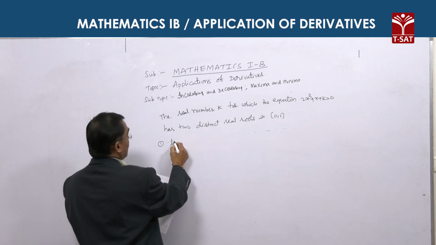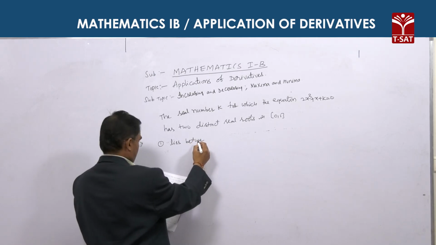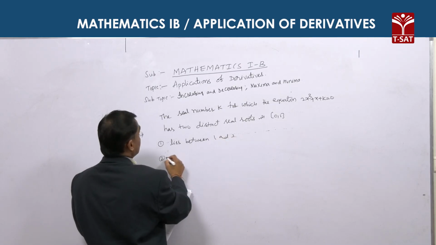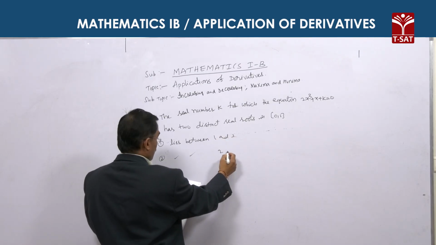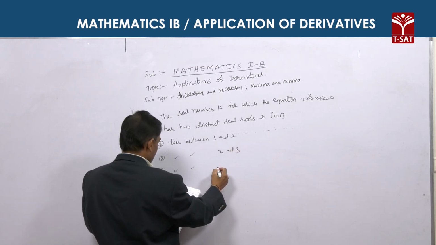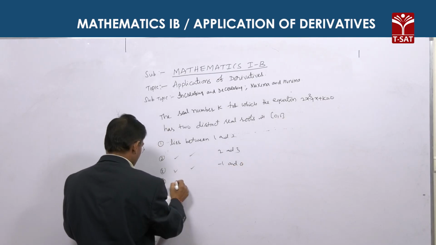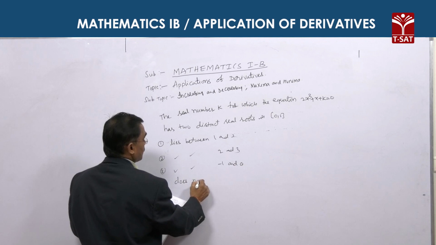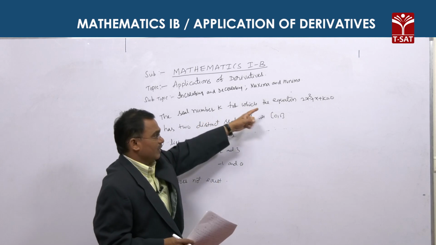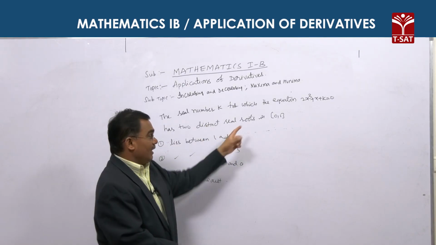First response: the real root lies between 1 and 2. Second response: the real roots lie between 2 and 3. And the third response: the real roots lie between -1 and 0. Fourth response: does not exist. What is given? The real number k for which the equation has two distinct real roots in the given interval.